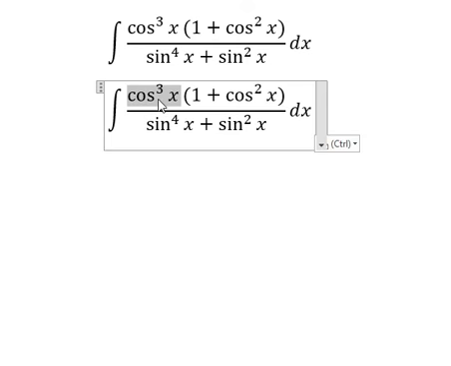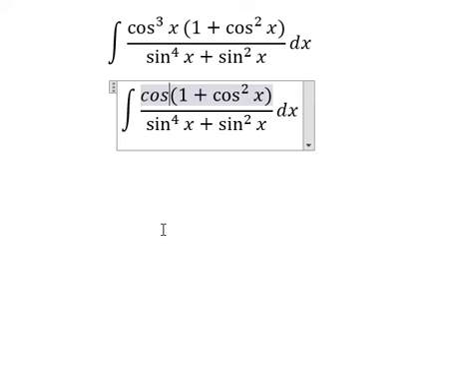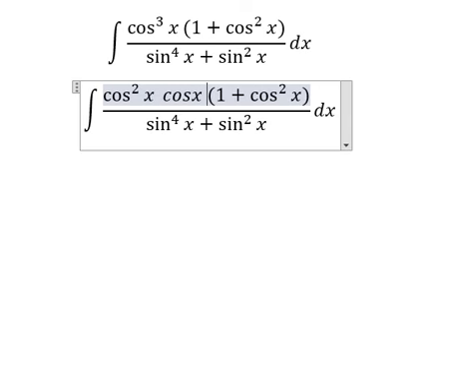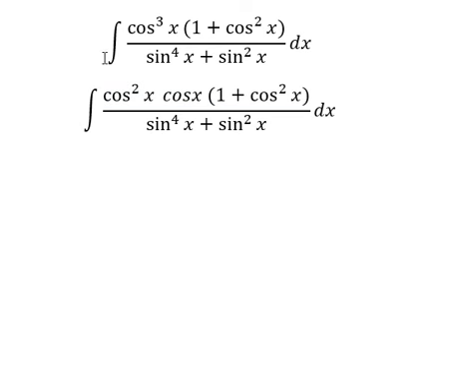We have cosine x to the power of 3. I can put it into cosine x squared and cosine x. Next, we have the formula in here.